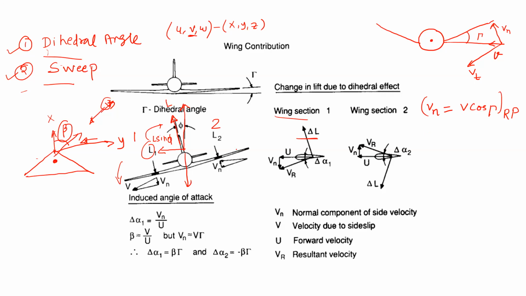We've done this so many times in high school. Sir, decomposing a vector, Vn is equal to the square root of VR squared minus U squared.